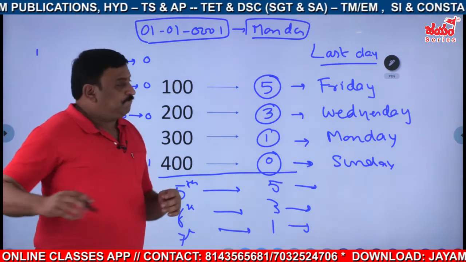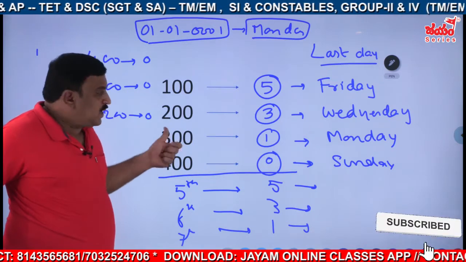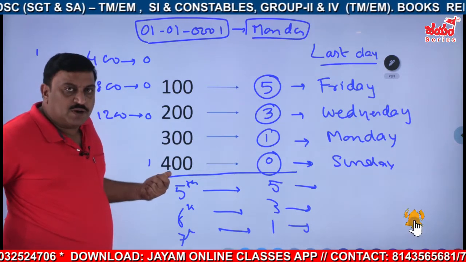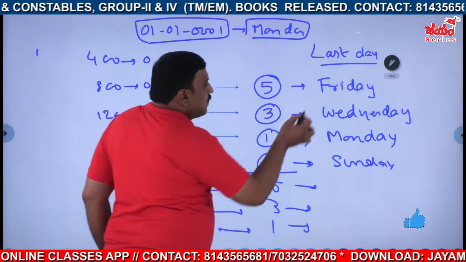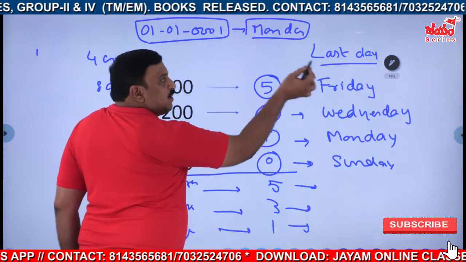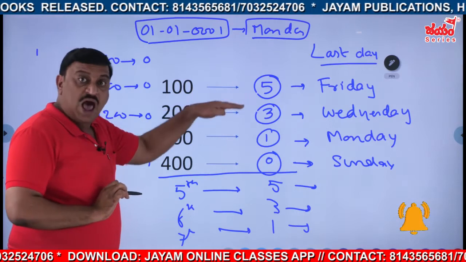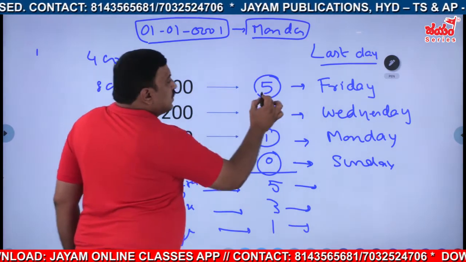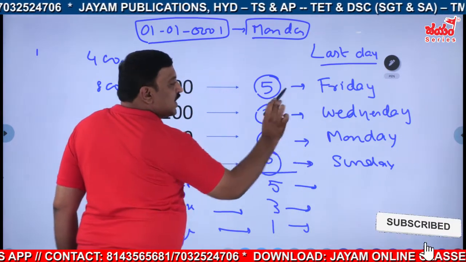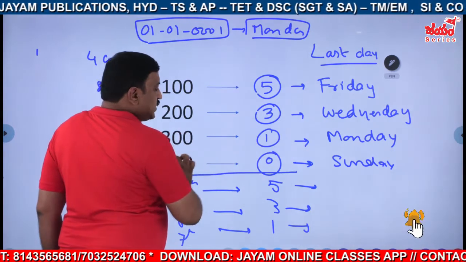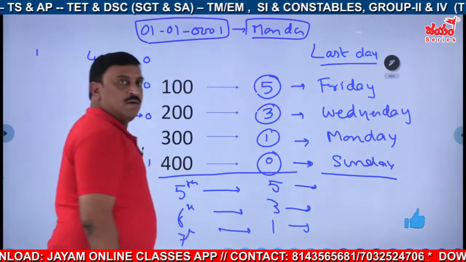So now the point is, there are two concepts here. The first one is, which century starts with which day? Based on this 5310 that has come, we got one conclusion: these are nothing but the last days of the century. So the 1st century ends with Friday, the 2nd century ends with Wednesday, the 3rd century ends with Monday, and the 4th century ends with Sunday. Clear?